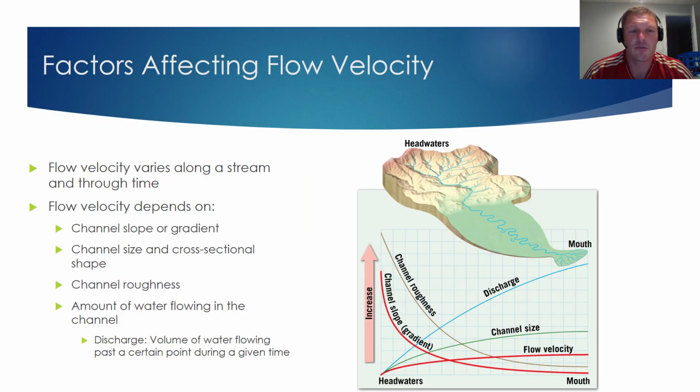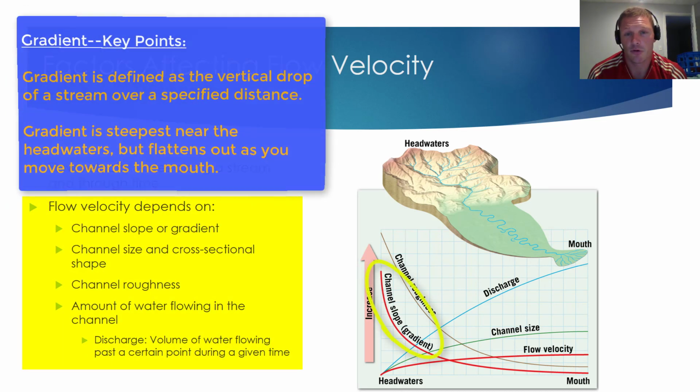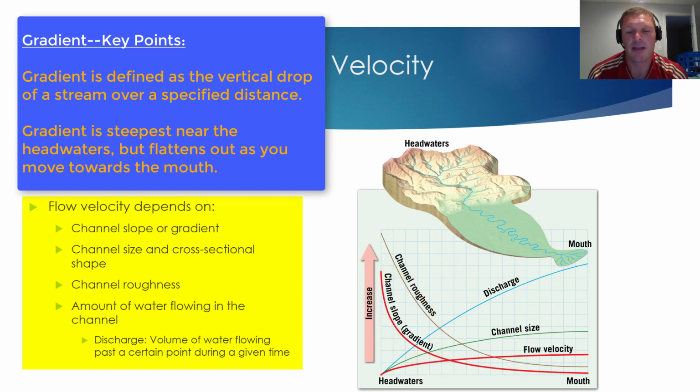The last thing I'll talk about in this vodcast are the factors affecting flow velocity. The velocity of a river will vary along a stream and throughout time. Flow velocity depends on a few different things. First, channel slope or gradient. The channel slope tends to be highest at the headwaters, and then the slope decreases rapidly as you start to approach the mouth of the river.